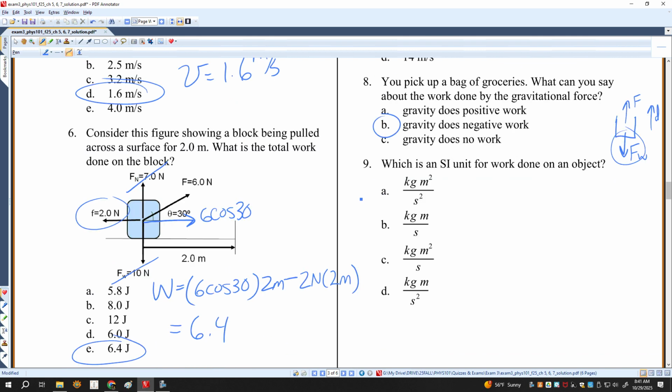What is the SI unit for work? Well, work is equal to F times d. F is ma, so that's kilogram meters per second squared times meters, so it's A.